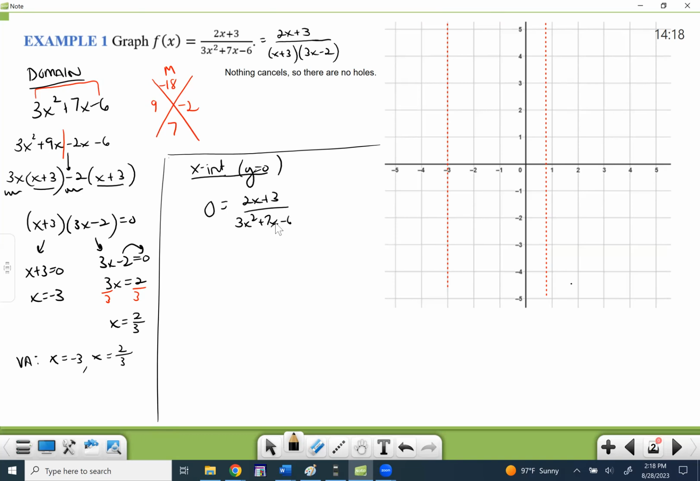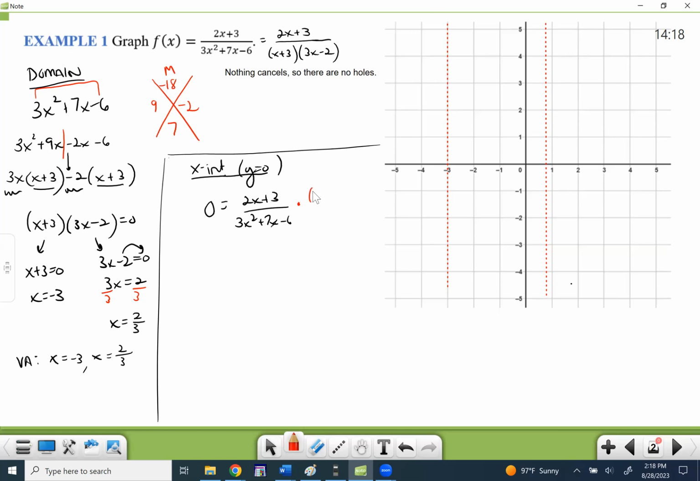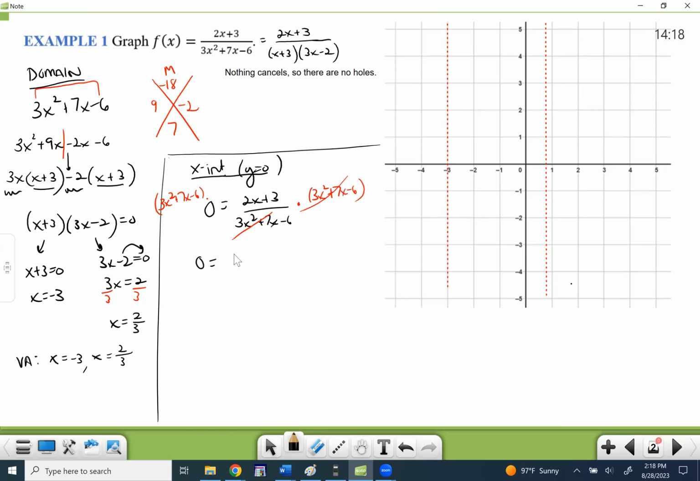Okay. So we would have to multiply by the denominator on both sides to get rid of the fractions here. So we'd have to do it here, and then we'd have to do it on the other side also. But remember, 0 times anything is 0. So essentially, it just amounts to us setting the top equal to 0.